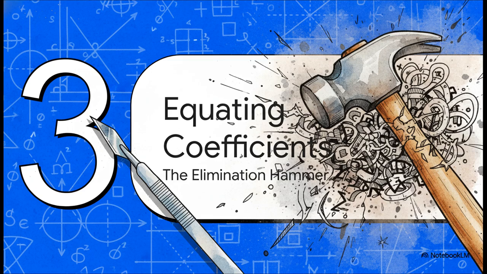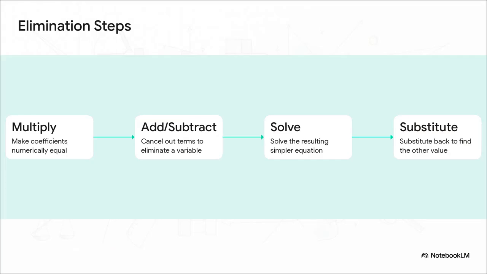Let's look at Section 3, Method 2, equating coefficients. Now, if substitution is a precise scalpel, think of this method as a hammer, because sometimes equations are just ugly. Neither x nor y is easy to isolate, and trying to use a scalpel would just create messy, complicated fractions. That is exactly when you bring out the hammer. This method is all about forcing a direct confrontation between our two suspects.